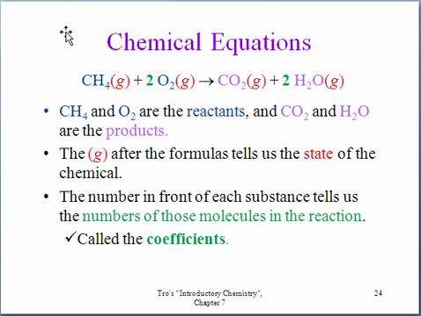So let's review some of the vocab. Here's our balanced equation. The chemicals in blue on the left of the arrow are the reactants. The chemicals in purple on the right are the products. This tells us our state. The number in front tells us the number of molecules. This is known as the coefficient. And these lowercase numbers, part of the formula, are known as subscripts. The subscripts are not changeable, but the coefficients are.